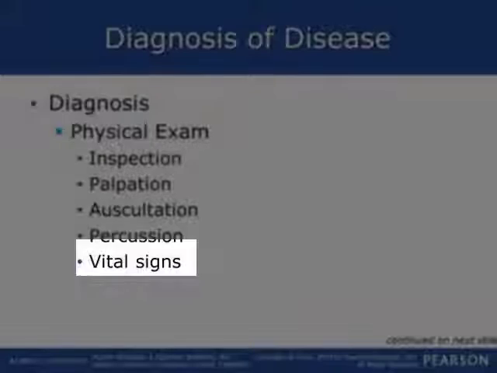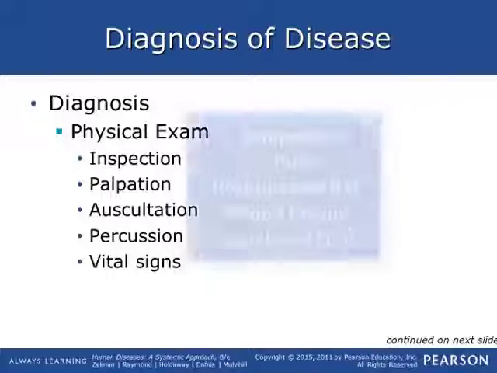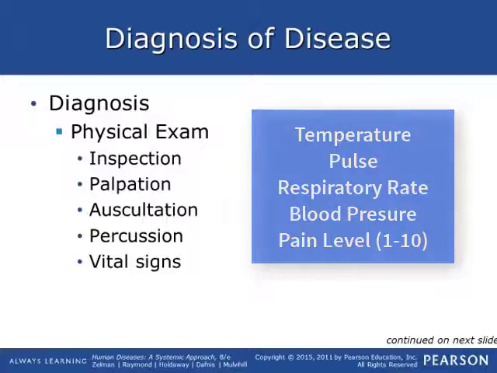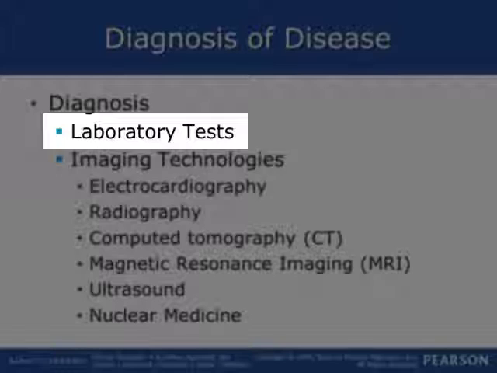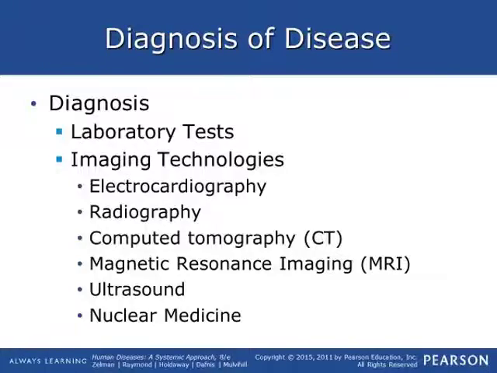And then vital signs we will assess with every physical exam. Temperature, pulse, respiration, blood pressure, and also pain is said to be the fifth vital sign. So we'll assess a patient's pain on a 1 to 10 scale to find out how severe their pain is. Laboratory test is an important part of diagnosis because that gives us information about what's going on with various fluids and tissues in the body.